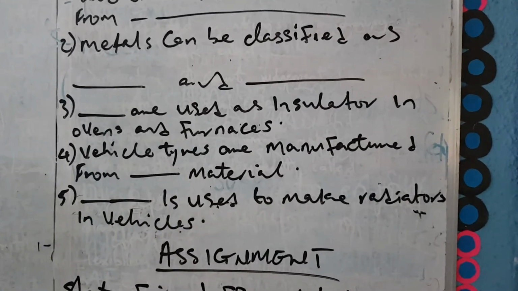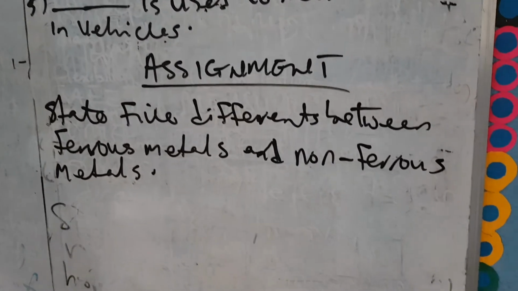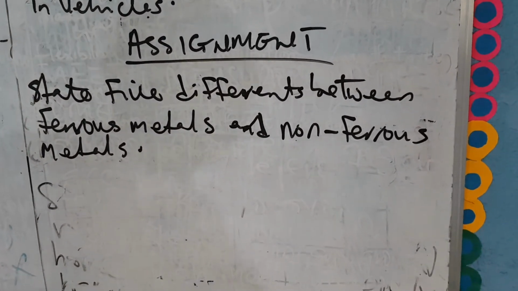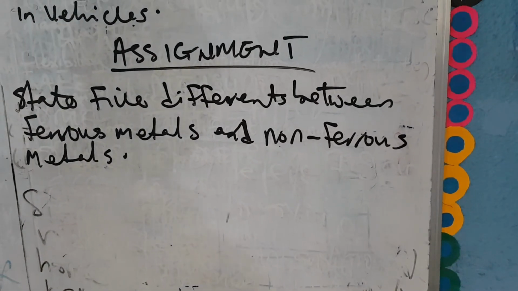Alright, that's the classwork. Now we have an assignment. Assignment: state 5 differences between ferrous metals and non-ferrous metals.